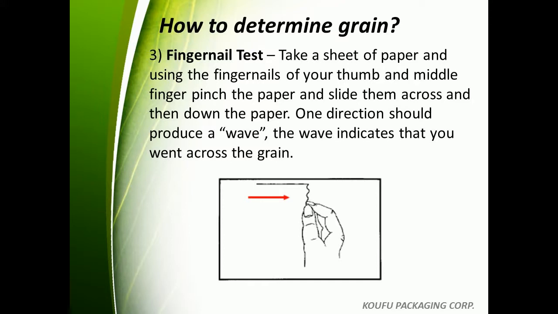3. Fingernail test. Take a sheet of paper and using the fingernails of your thumb and middle finger, pinch the paper and slide them across and then down the paper. One direction should produce a wave. The wave indicates that you went across the grain.